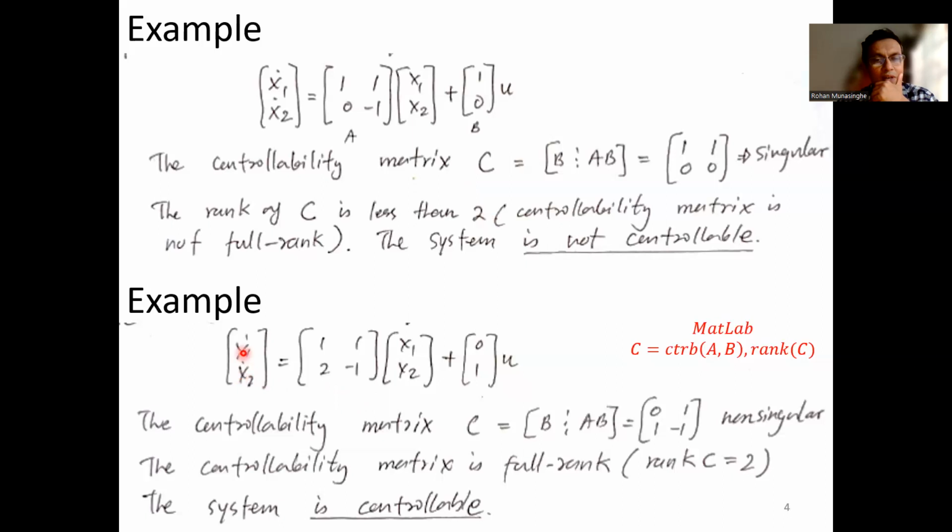There's another example here. We have another second order system, a different system matrix, same drive matrix. Now the controllability matrix is again BAB, but the first row is 0, 1 and the second row is 1, -1. This is a non-singular matrix. If you look at the first row and second row, they are not linearly dependent on each other. They are linearly independent. Therefore, the rank of the matrix is 2. It's a full rank matrix, so the system is controllable.